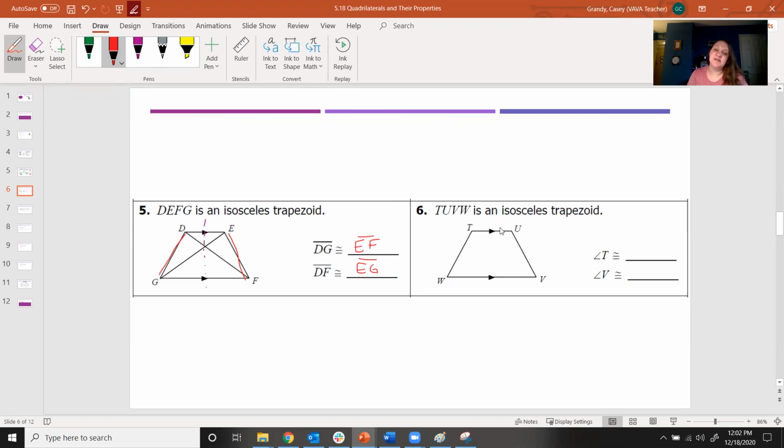Over here in this one, again, you can think about folding it in half. And it says angle T is congruent to what? Well, angle T would land on top of angle U, so they have to be congruent. And angle V would land on top of angle W, so those would have to be congruent.